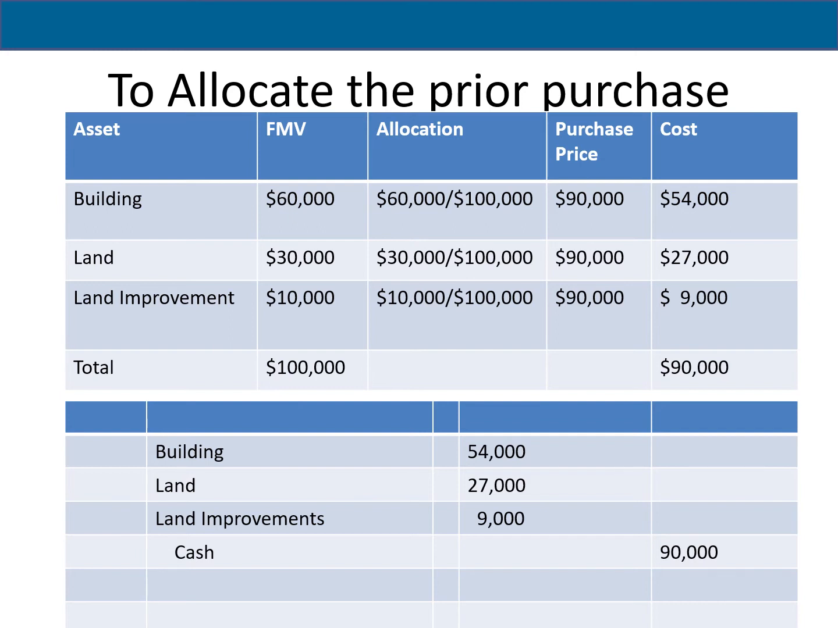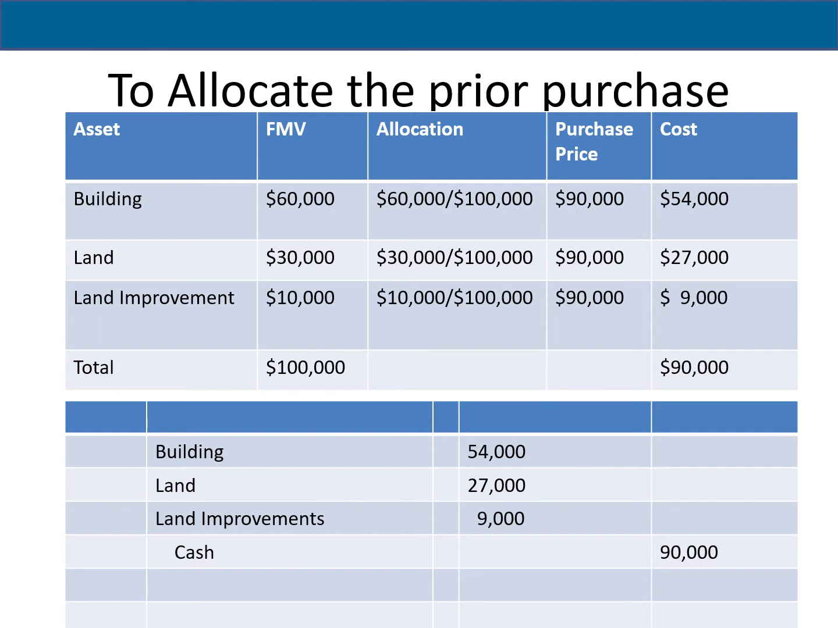The first thing we would do is list each one by its fair market value. The building at a $60,000 fair market value, appraised value. The land had a $30,000 appraised value, fair market value, and the land improvements had a $10,000 appraised value. So if these assets were each sold separately, that's how much we would have bought them for, or a total of $100,000. But we didn't. We bought all three for $90,000.